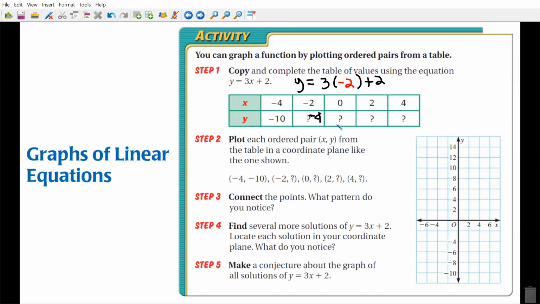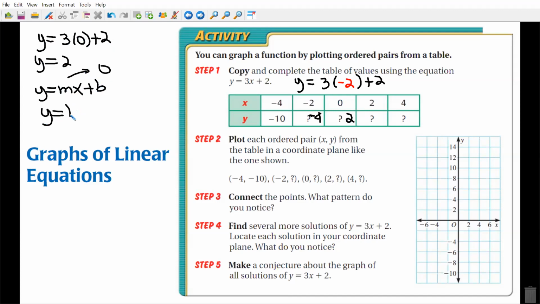Now, what happens when you replace it with 0? It's 2. Why 2? Because y is equal to 3 times 0 plus 2. Y is going to be equal to 2, right? Remember that we said when y was equal to mx plus b and m was 0, y was equal to b, remember?